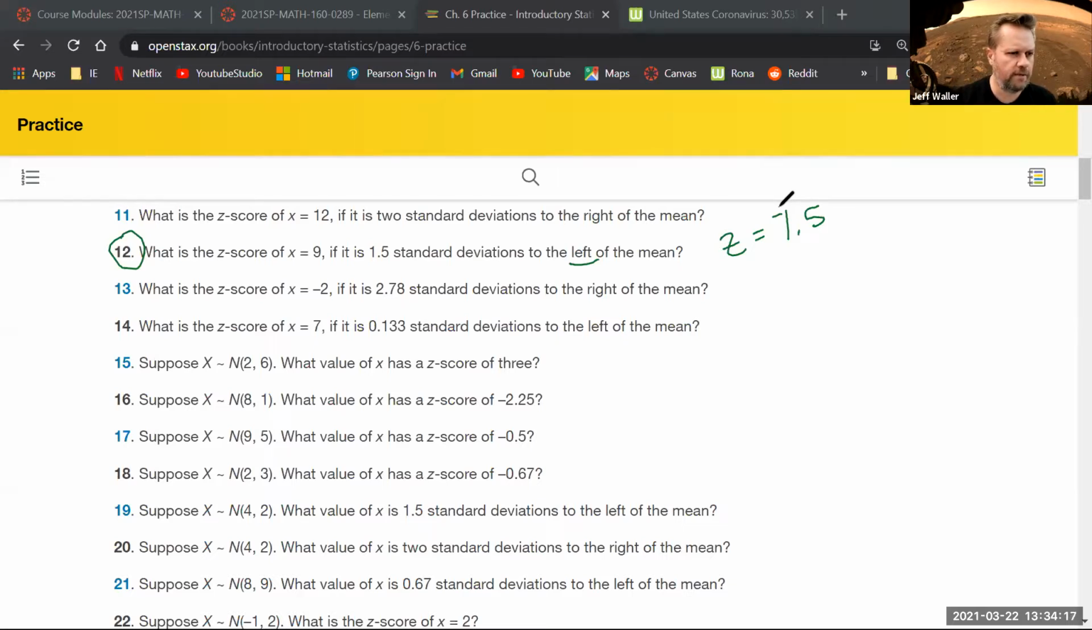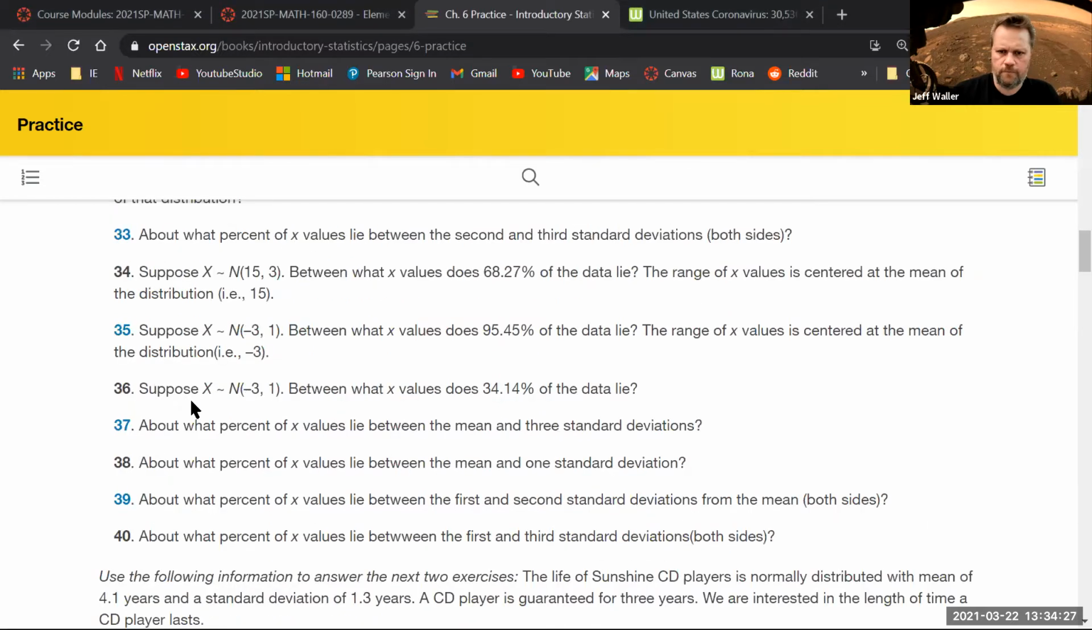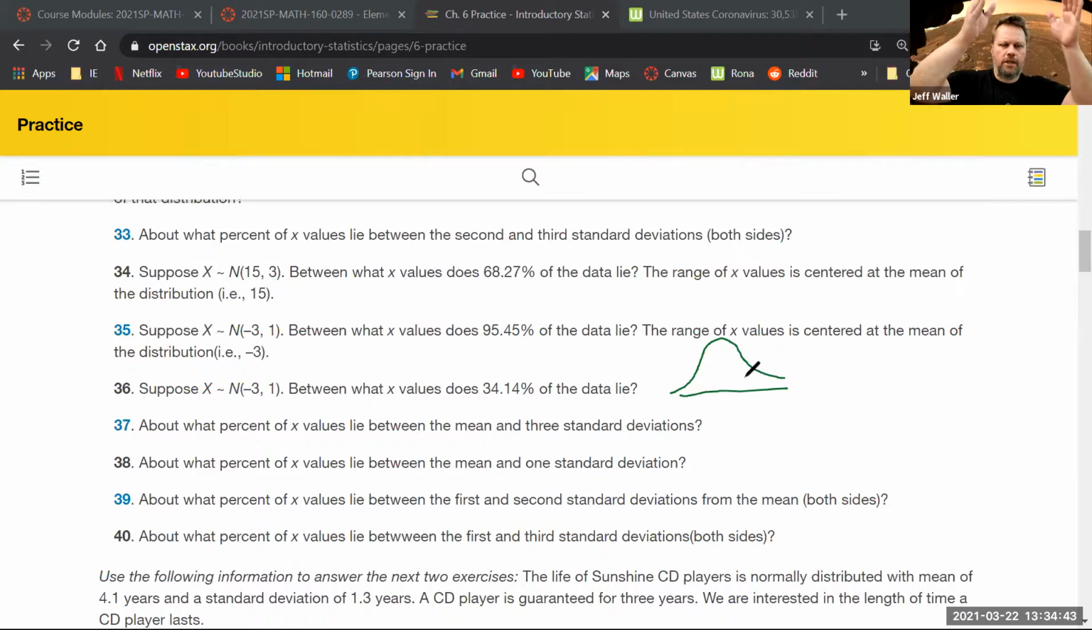Can you go through number 36 on 6.1? Ooh, yeah. This is good. This is kind of bad too. This is very poorly written. They should word this differently. The way I normally say this is: two values are equally spaced on either side of the mean. That's the way they should say this.